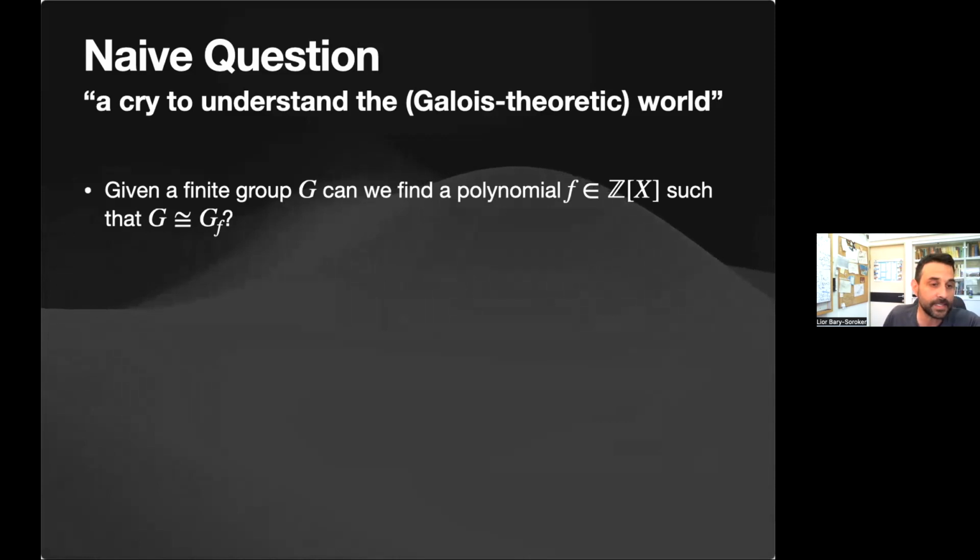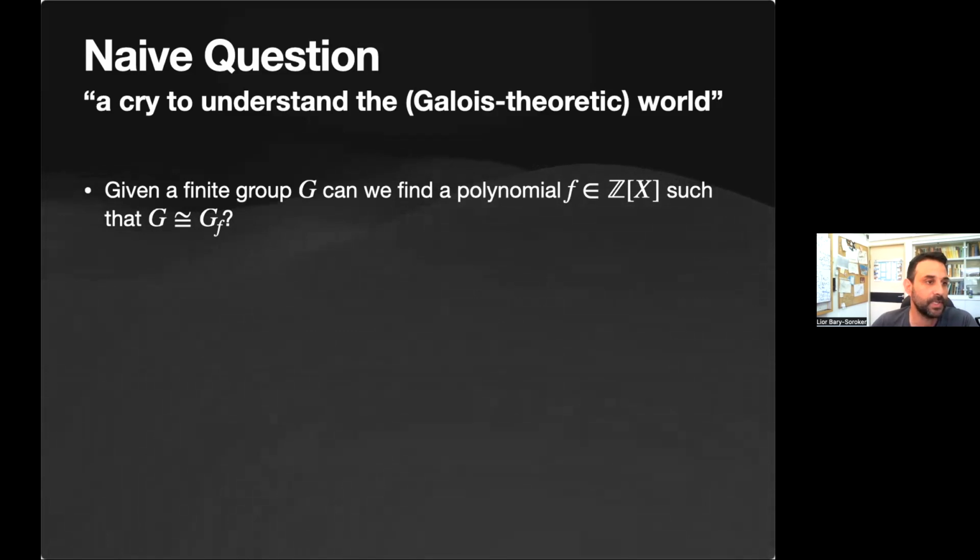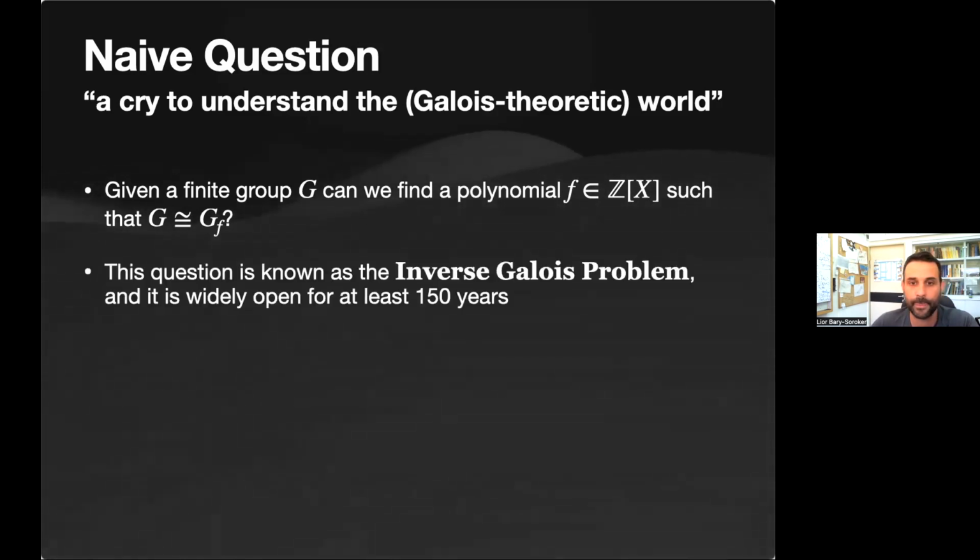And it asks a very simple question. Given a finite group G, can we find a polynomial such that G is the Galois group of the polynomial? So it's a very naive question. It doesn't have applications, but it's something that I think most people really want to understand because it's so basic and so natural and so simple.